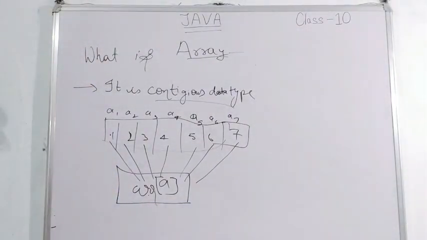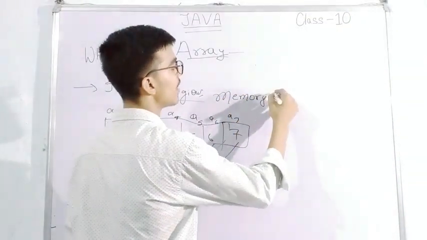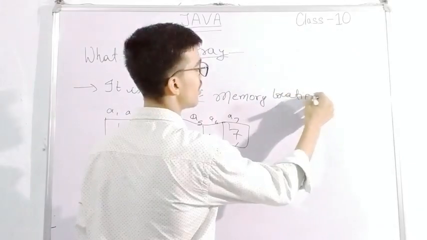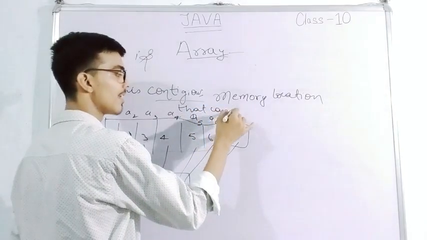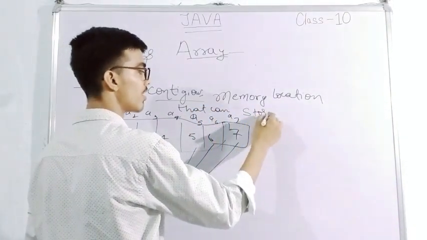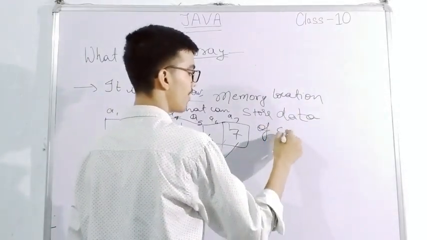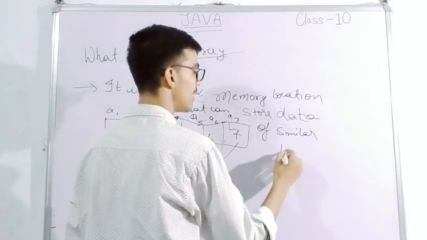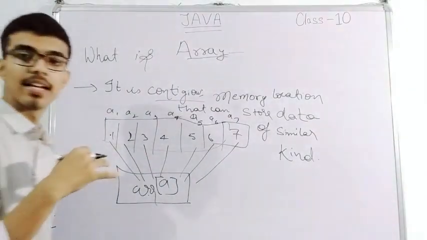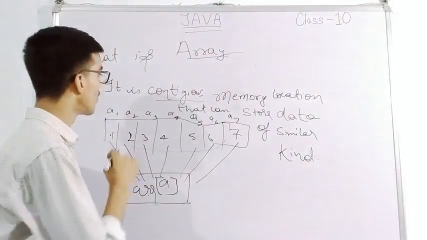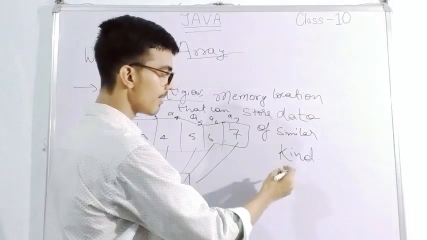So how will we define this array? It is a contiguous memory location that can store data of similar kind. From this definition, what do we come to know? It is a contiguous memory location that can store data of similar kind.